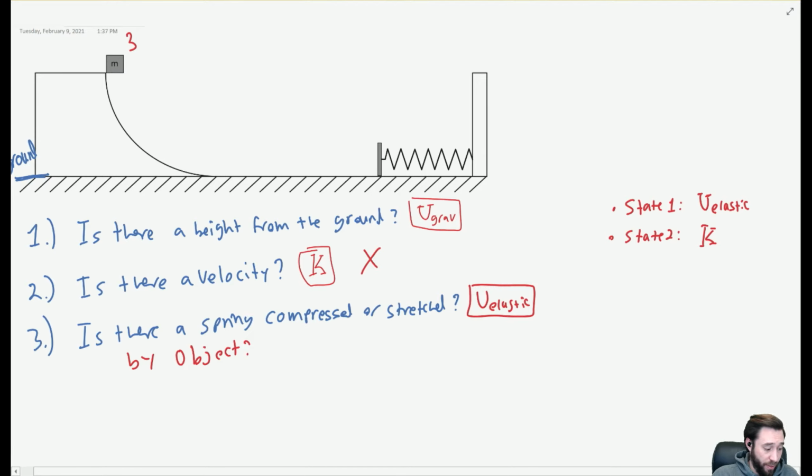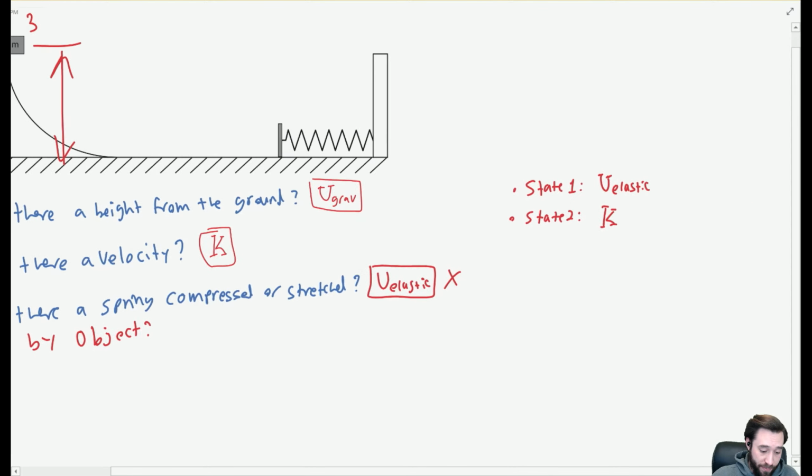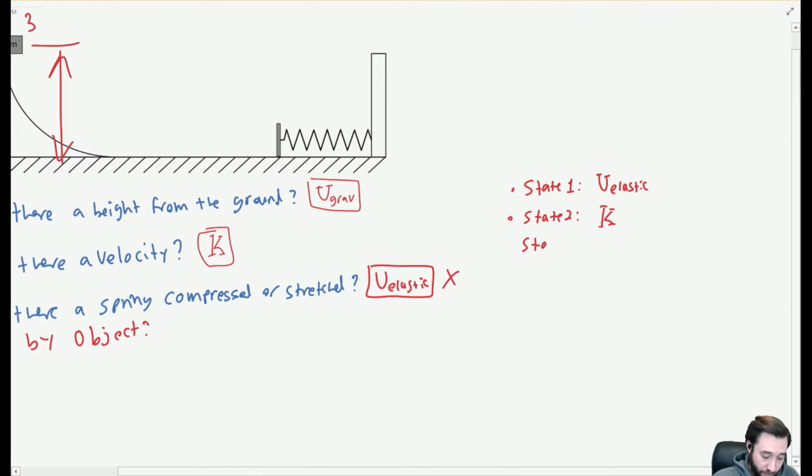Is there a height from the ground? Obviously. So we do have ugrav. And is there a spring that's being compressed or stretched? That's not being touched by the object, so no, there's no elastic. So at state 3, in this example, I just have ugrav. Cool.